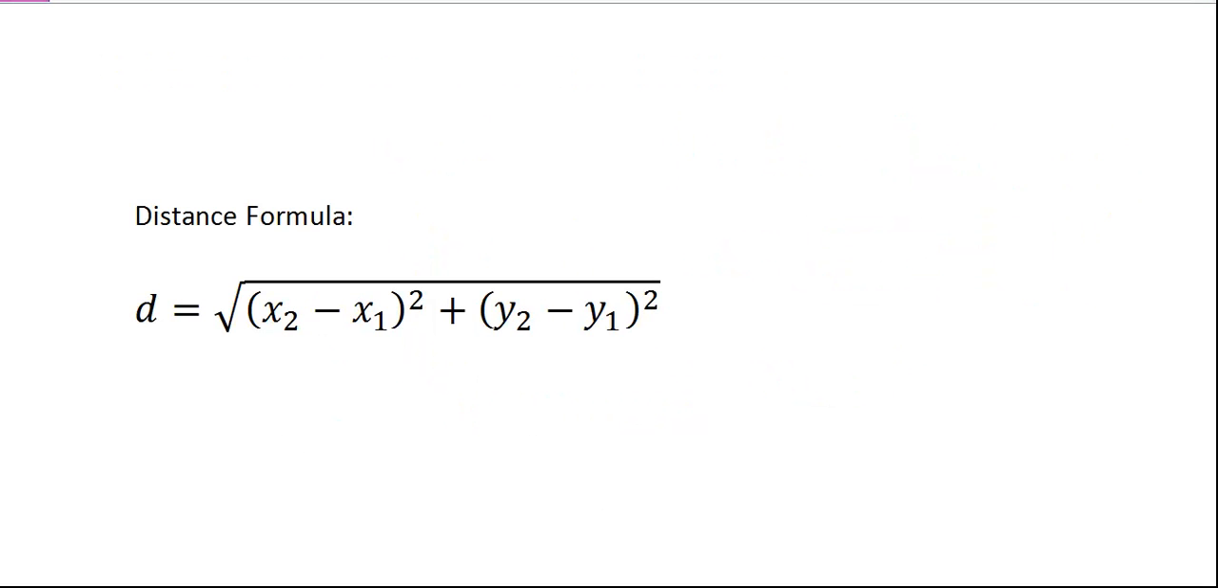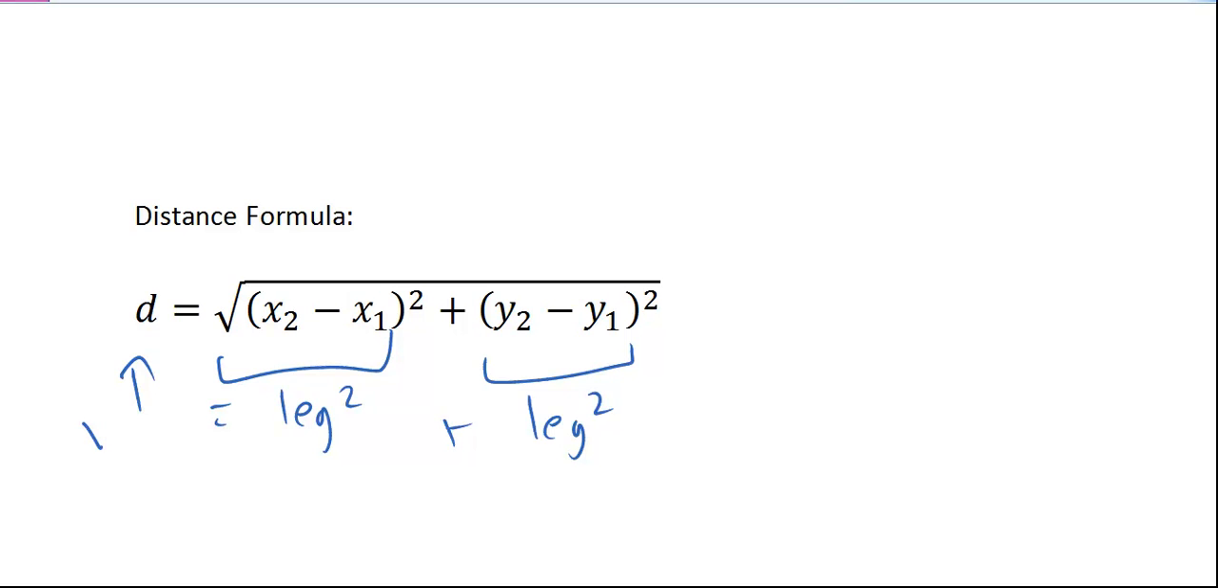Okay, so here's our distance formula, but all we need to understand is that all this fancy stuff with subscripts and exponents looks very complicated. All it is is the Pythagorean theorem. So let's not overcomplicate this. All this really means is one leg squared plus the other leg squared equals hypotenuse squared. So if I take the square root of both sides, I just get hypotenuse, and that's where this is coming from.